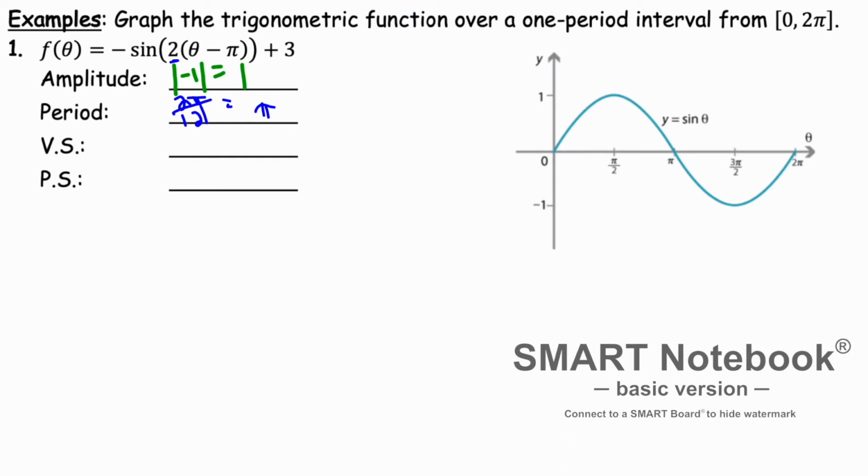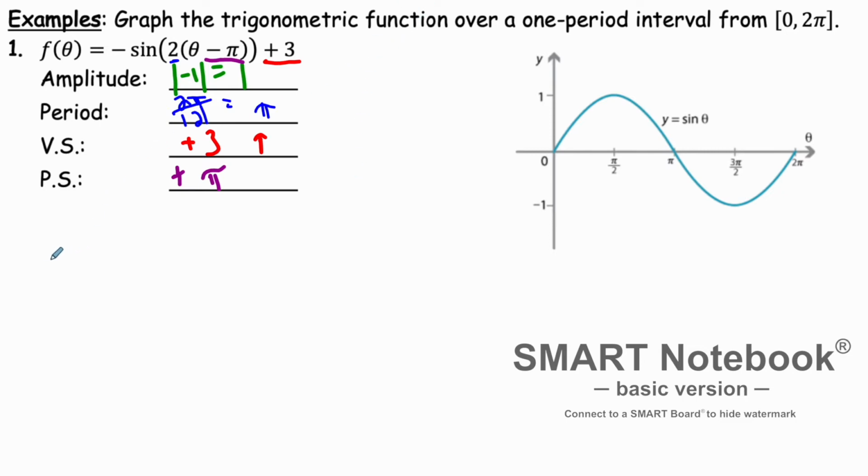The vertical shift, in this case, is plus 3. So we're going to move that graph up 3 units. You can make a little note there of that. And the purple graph will be my phase shift, which is the minus pi. So for the phase shift, we will actually be adding pi to all the x coordinates. We're going to do these one at a time, so let's jump right into it.